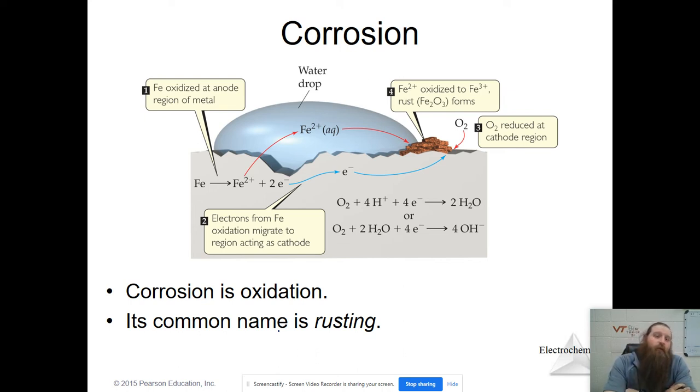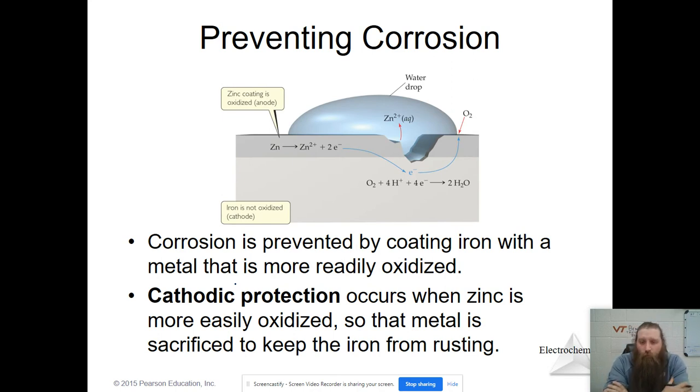Fe2O3. Now, you'll probably notice that the rust does not form where the water is, but rather where the oxygen is in contact with the shovel. If you want to prevent that, you can do a couple things.